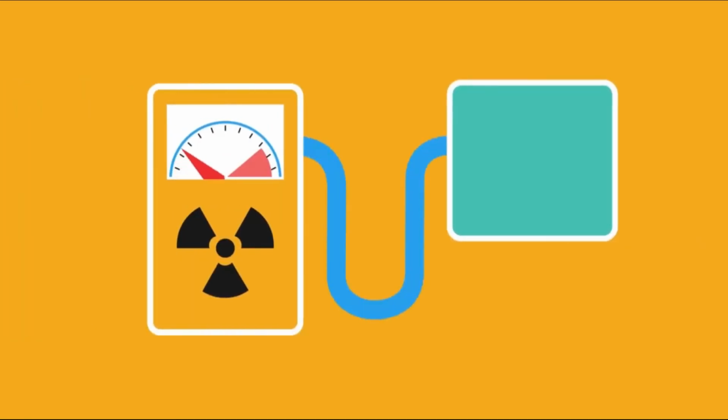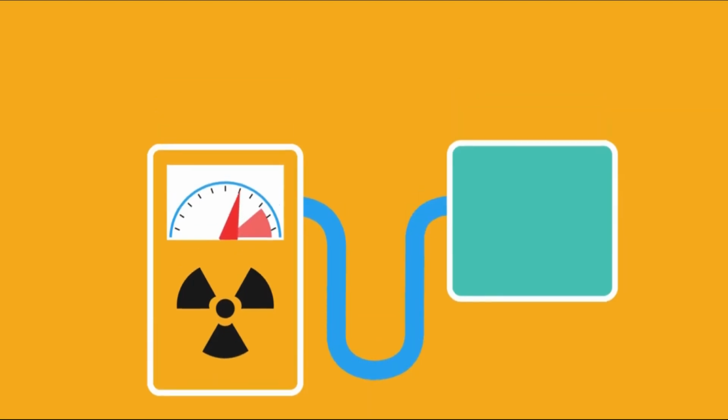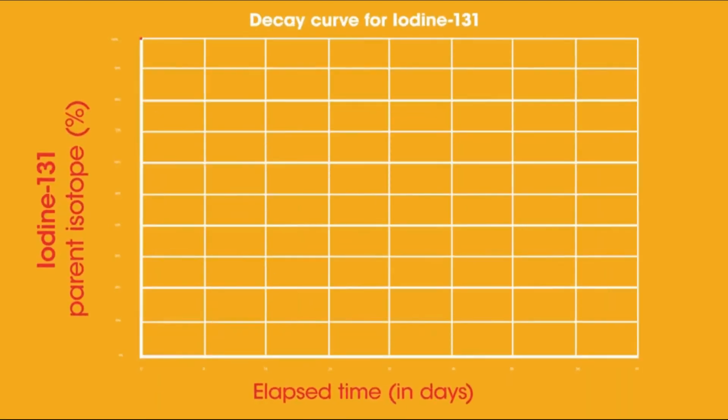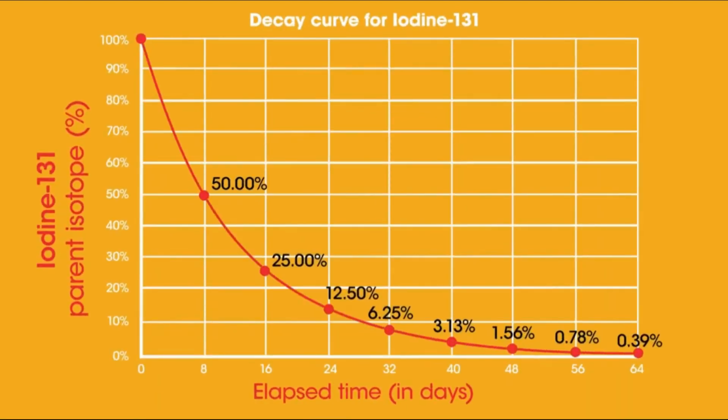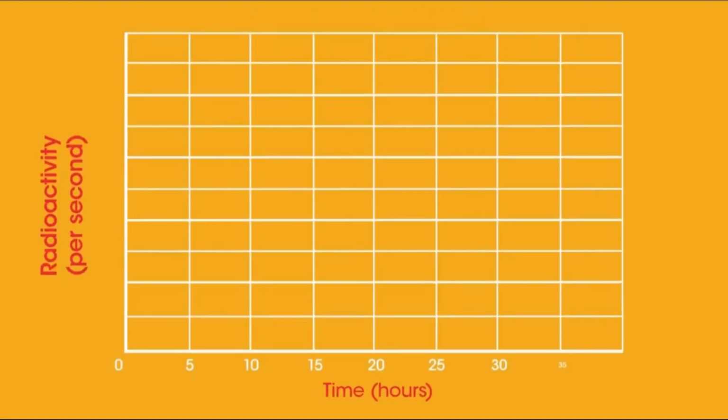If we record the radioactivity of a material over time with a Geiger-Müller tube and a counter, then we can plot activity, or a measure of the atoms decaying, against time to get a graph like this. The graph is for the isotope iodine-131. Notice how the count rate halves every 8 days, so we say it has a half-life of 8 days. Can you work out the half-life of this radioactive isotope?